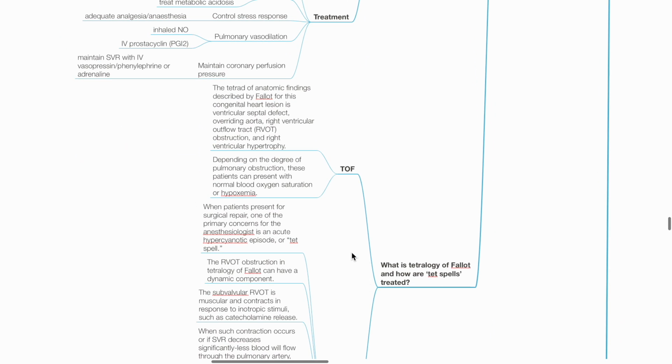What is tetralogy of Fallot and how are TET spells treated? TOF is a tetrad of anatomic findings described by Fallot, including ventricular septal defect, overriding aorta, RVOT obstruction, and right ventricular hypertrophy. Depending on the degree of pulmonary obstruction, these patients can present with normal blood oxygen saturation or hypoxemia.